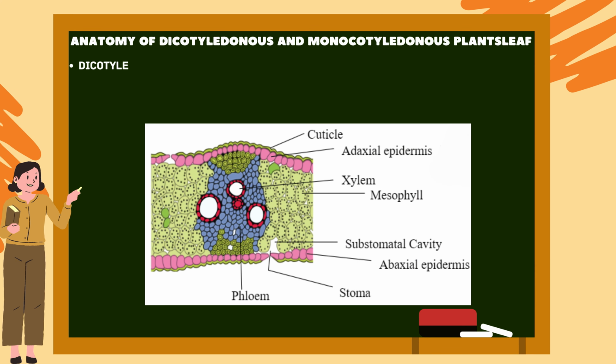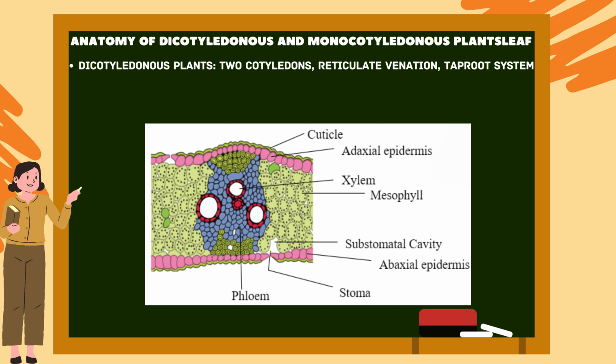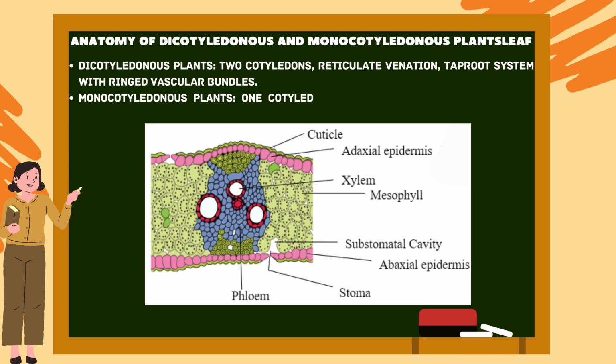Anatomy of dicotyledonous and monocotyledonous plants. Dicotyledonous and monocotyledonous plants differ in their anatomical structure. Dicots have two cotyledons, reticulate venation and a taproot system with the vascular bundles arranged in a ring. Monocots, on the other hand, have one cotyledon, parallel venation and a fibrous root system with scattered vascular bundles. Let's explore the tissue organization of root, stem, and leaves in more detail.